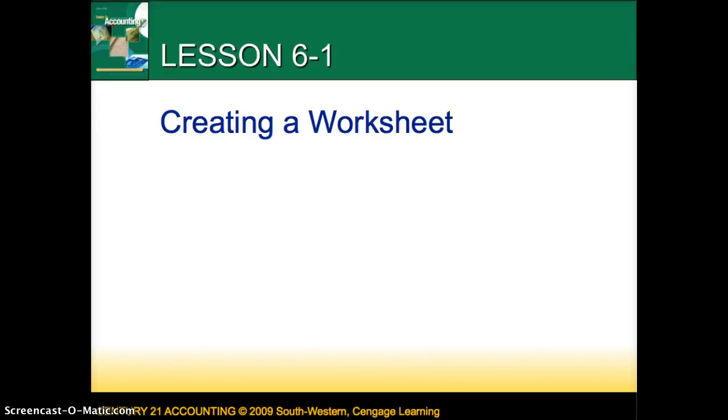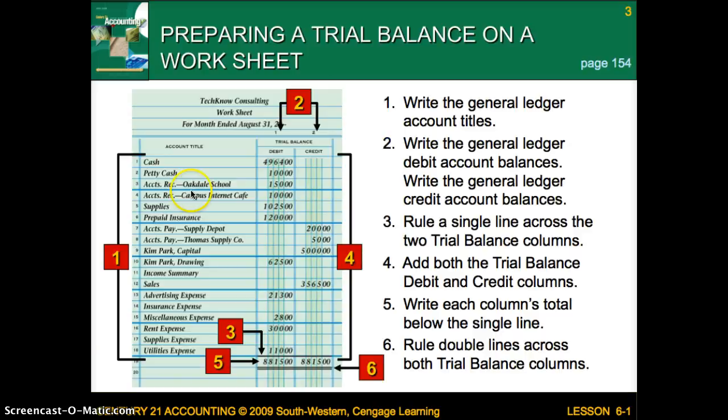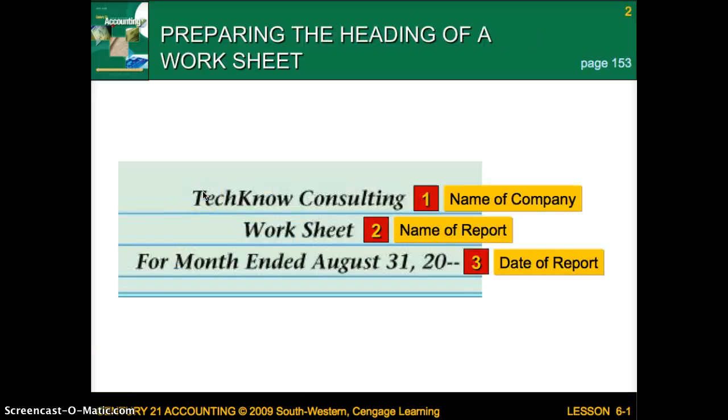This is lesson 6-1, creating a worksheet. This is found on page 152 of your book. Let's get started here. In this section, we are creating a worksheet. We're preparing the heading of a worksheet first. Pretty easy, just like the other things that we create.